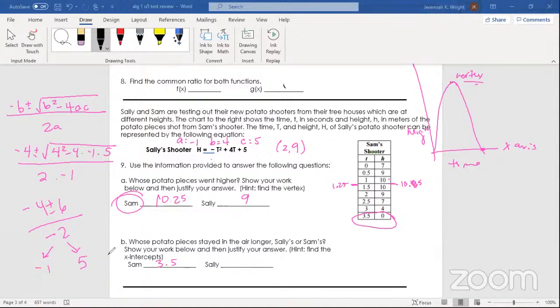Now, which one makes more sense in my real world situation? After how many seconds will this potato pieces hit the ground? In -1 seconds or in 5 seconds? The answer is 5 seconds. You can't go back in time and have the potato pieces hit the ground then. So 5 seconds. So who's stayed in the air longer? Sally's did.